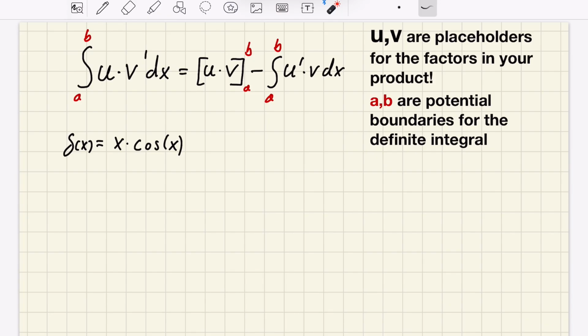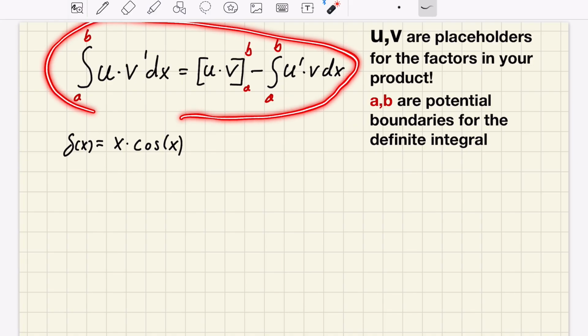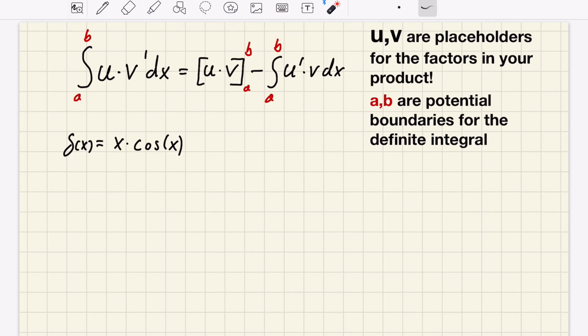Hello everybody. Today I'm going to introduce to you the method of partial integration. It is used for functions consisting of a product of two non-constant factors. This is the formula to use. U and V are placeholders for the factors in your product.